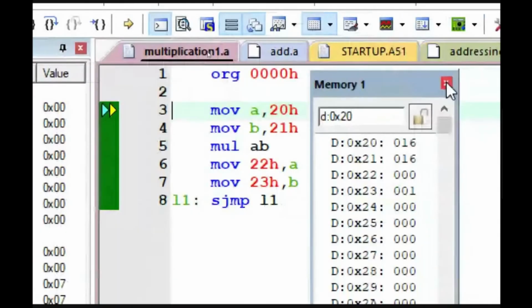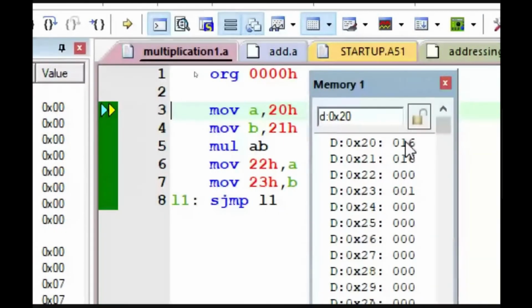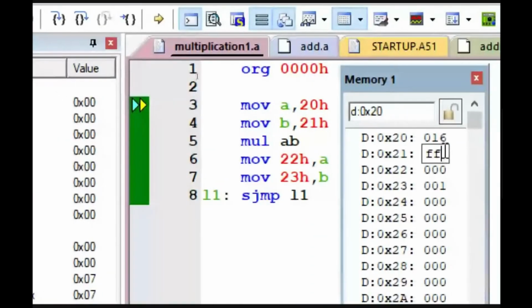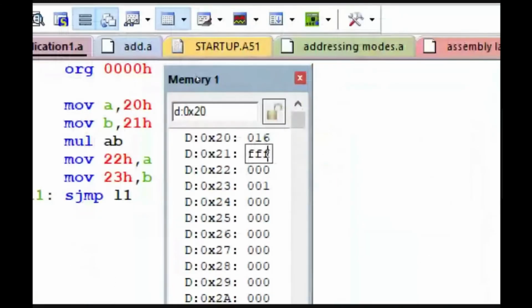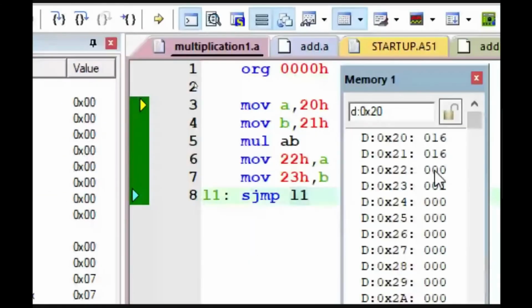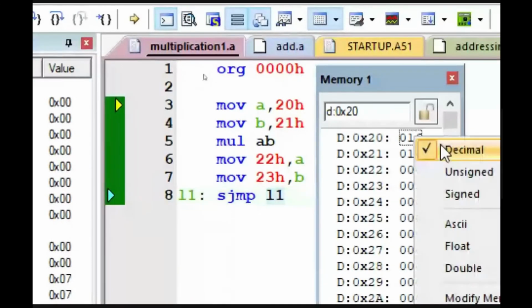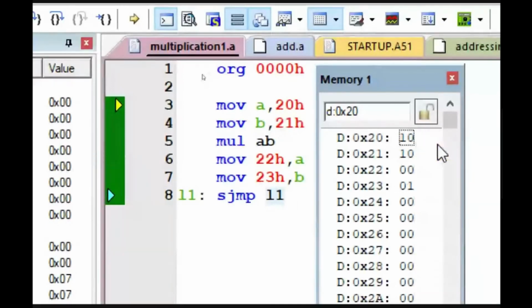Now let us do the maximum possibility. So what is the maximum possibility? We can multiply FF with FF. 255 into 255. That is the maximum possibility. So we cannot do FF here, right? Because you see, I am trying it with FF. I am making a mistake here, but it is showing it as only 16. So it is better to be with the hexadecimal content. So right click and bring back the memory view to the hexadecimal view. So 20H. Now it is better to put it as FF.